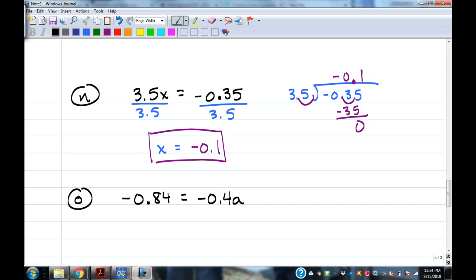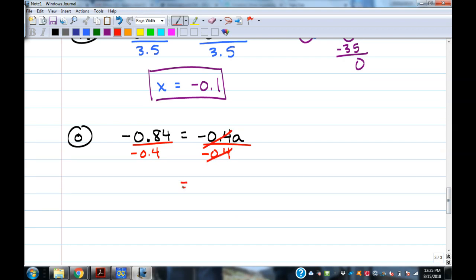Negative 0.84 equals negative 0.4. Yeah, absolutely. Doesn't change the problem because it's in a different order where the A is on the right-hand side. Tyler said you should divide by the negative 0.4. That's absolutely correct. So we're showing that work. Just like we did with the integers and the fractions, we didn't divide with those. We multiplied all the time. These cancel. There's A.